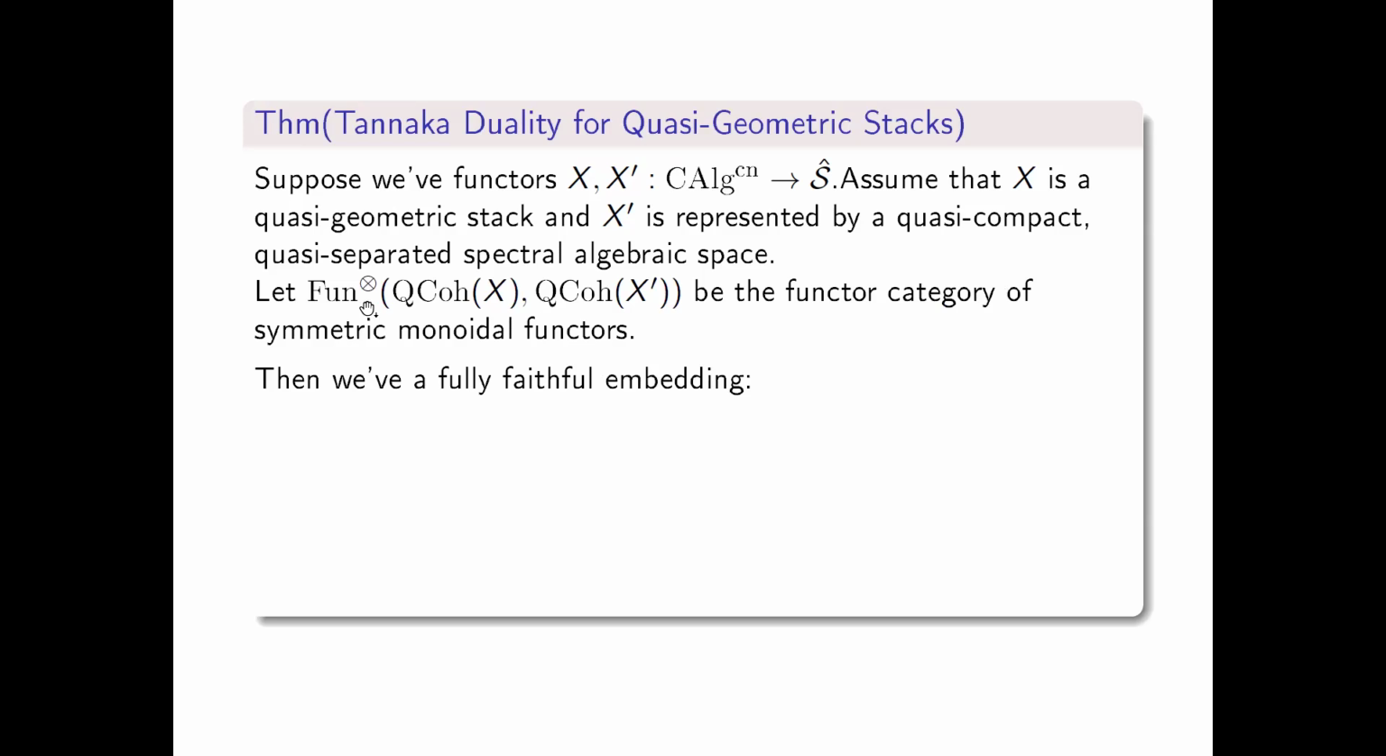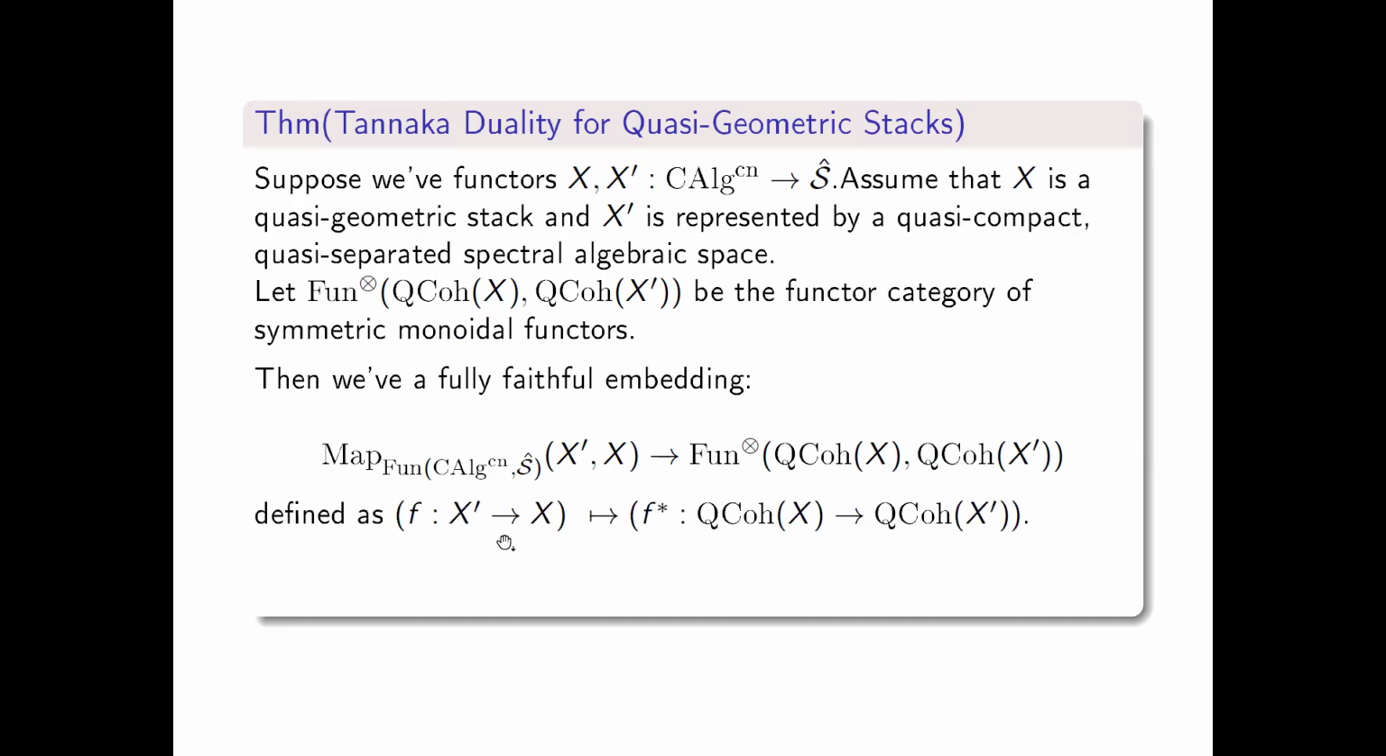And suppose, so this is the functor category of symmetric monoidal functors from QCoh X to QCoh X dash. Then we have a fully faithful embedding of the maps from X dash to X, and this is the way it's being recovered functorially given this info, right? Defined, so that basically takes morphisms from X dash to X to F upper star, QCoh X to QCoh X dash.